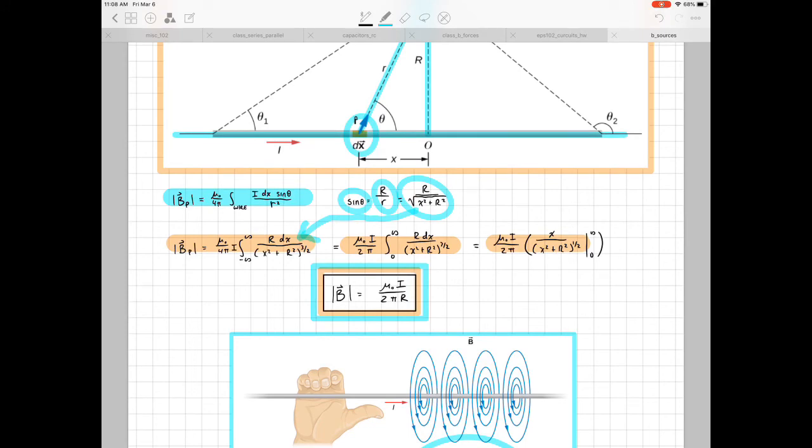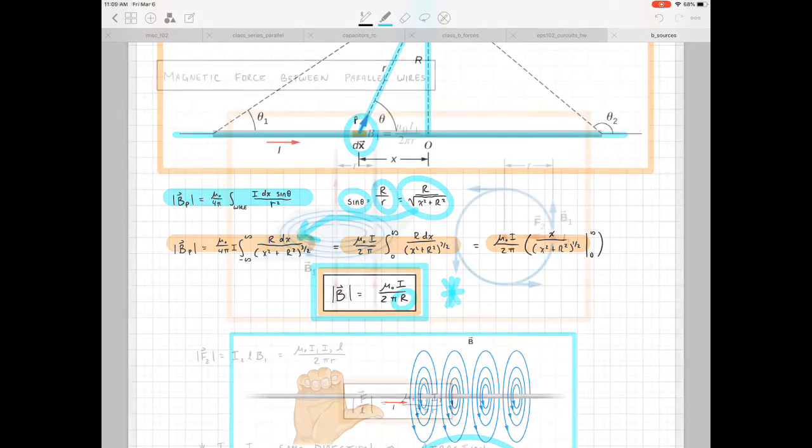And so this expression right here is a very common and popular expression. When you have problems that have long straight wires, you don't have to rederive this. You can just pull this out of your notes. You know that the magnetic field due to a long straight wire is going to be this expression. So the field strength drops off as 1 over r. As you get further and further away, the field decreases, like 1 over r.